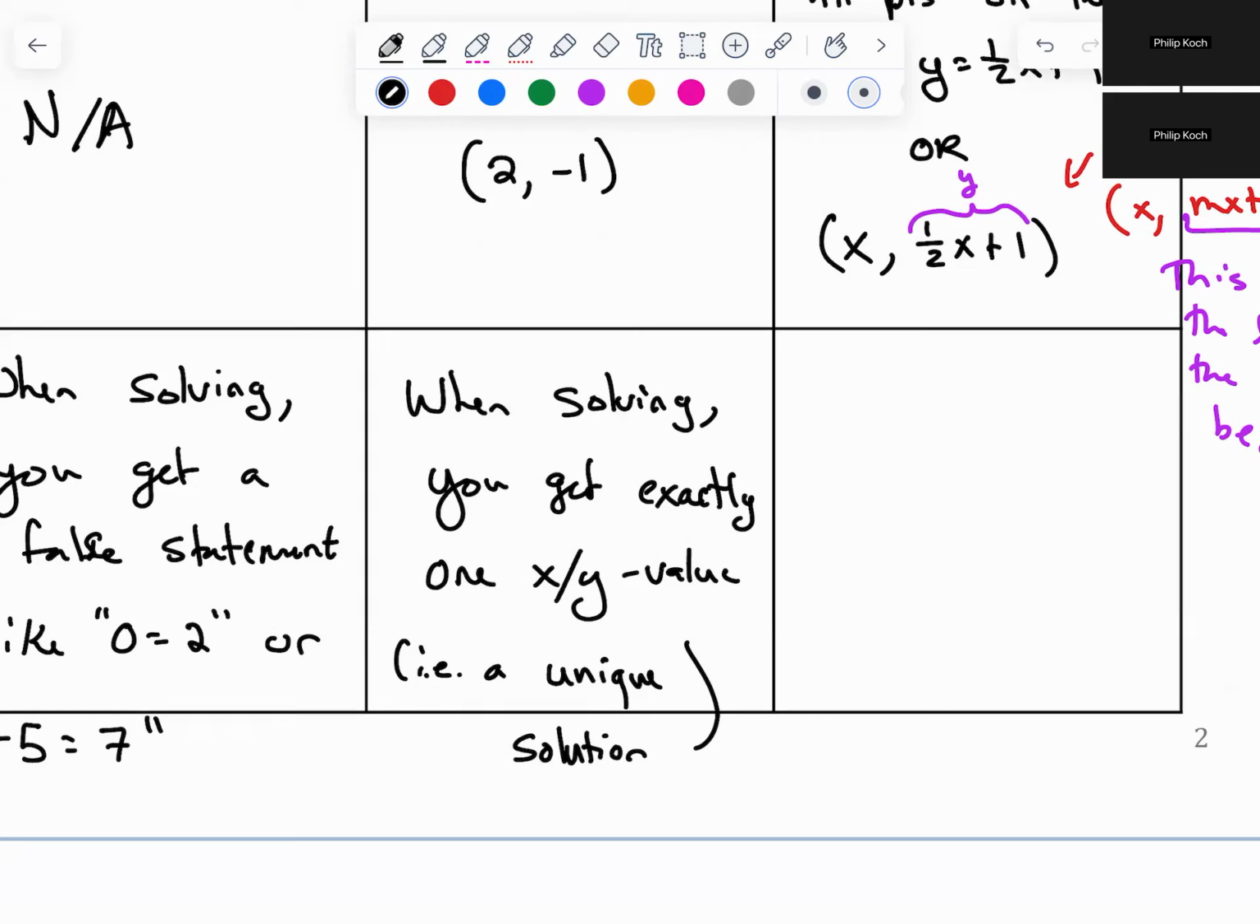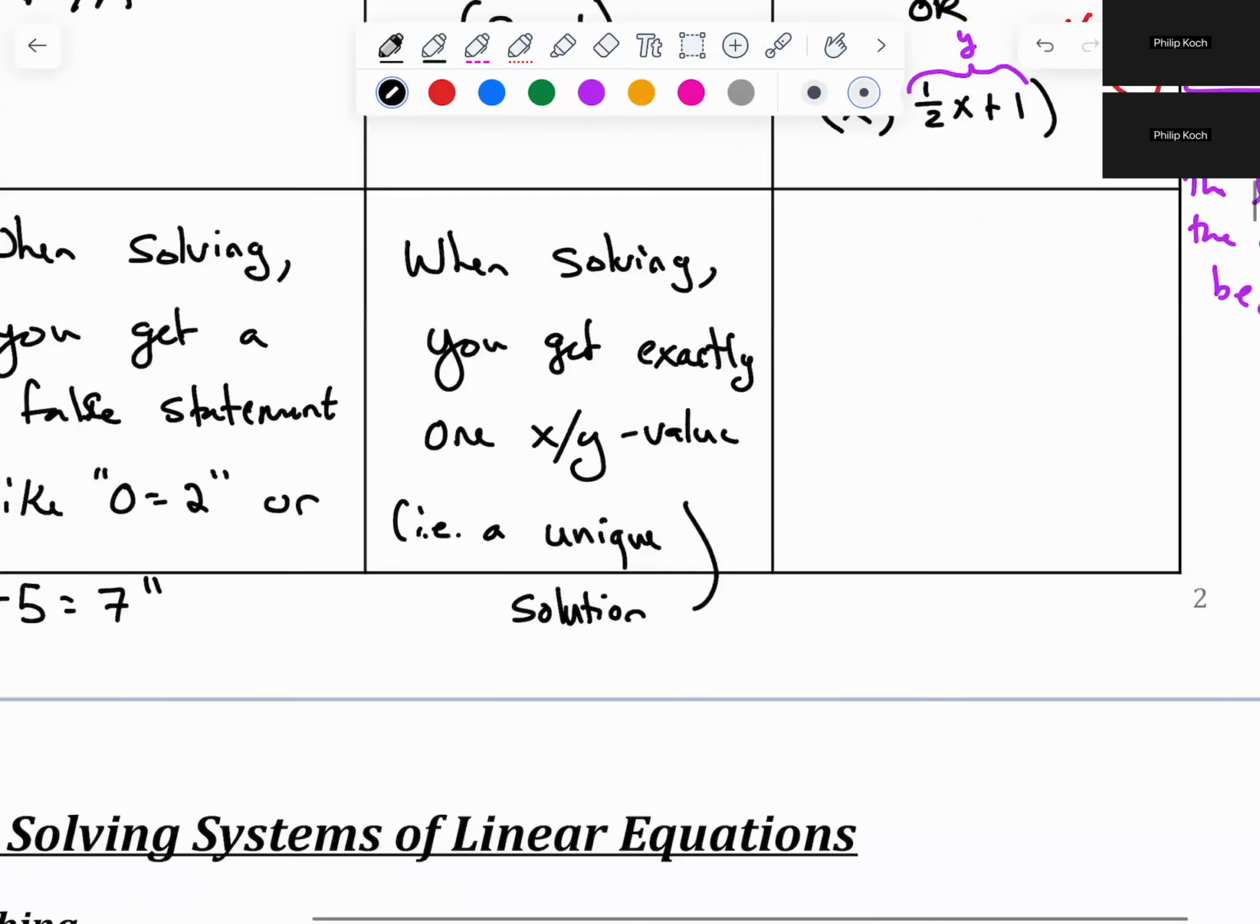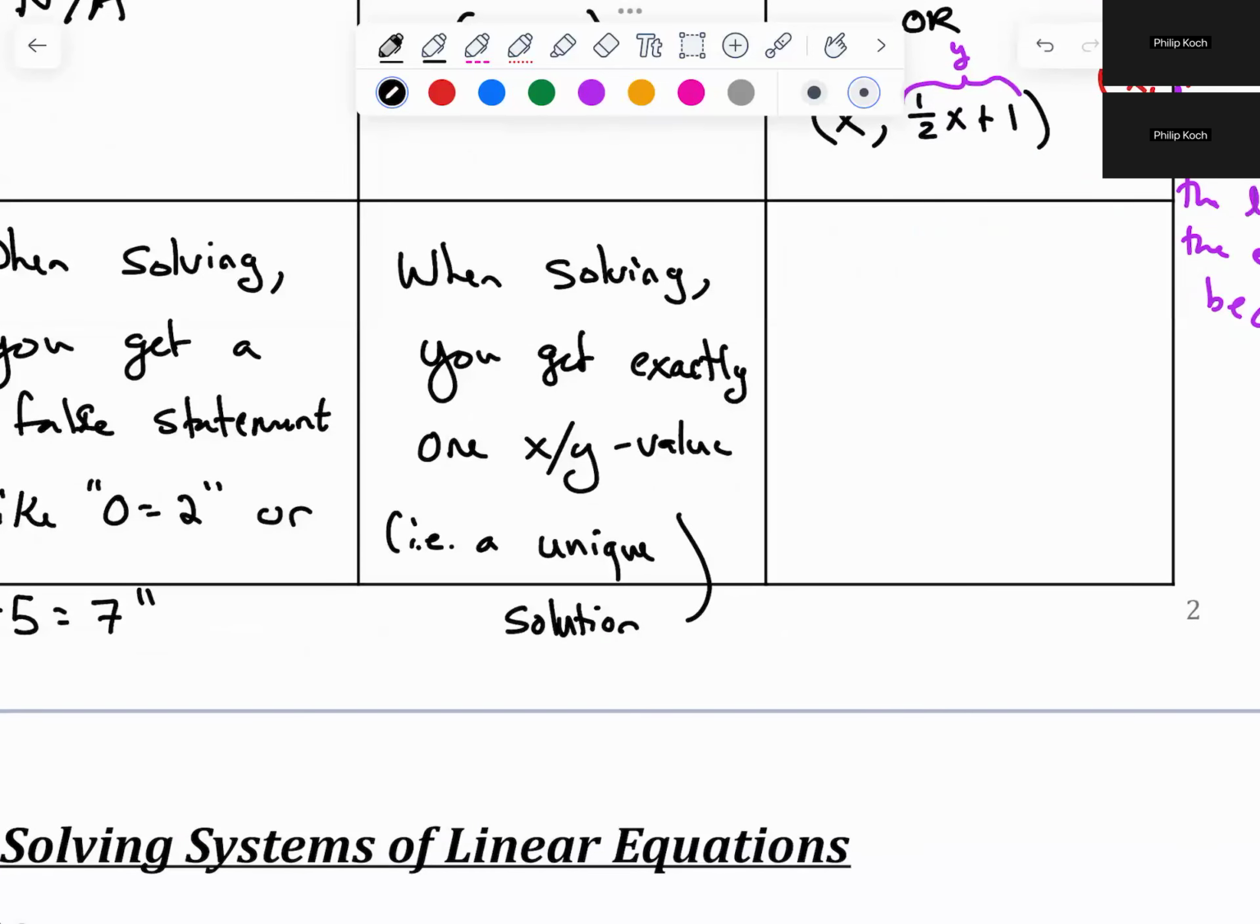And then the last one. So when solving, you either get a false statement or you get exactly one X value. How do you think you know you have a consistent dependent system, an infinite many? You get a true, you equal each other. You get a true statement. So when solving, you get a true statement.